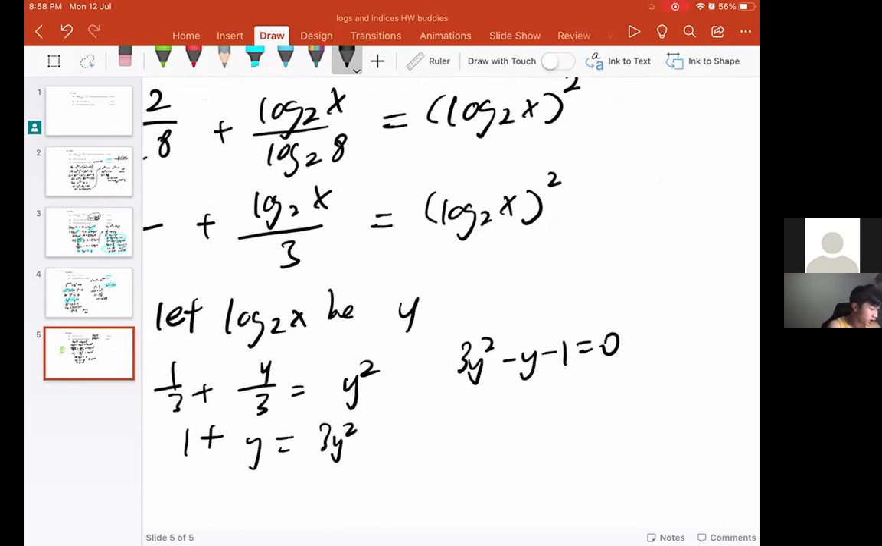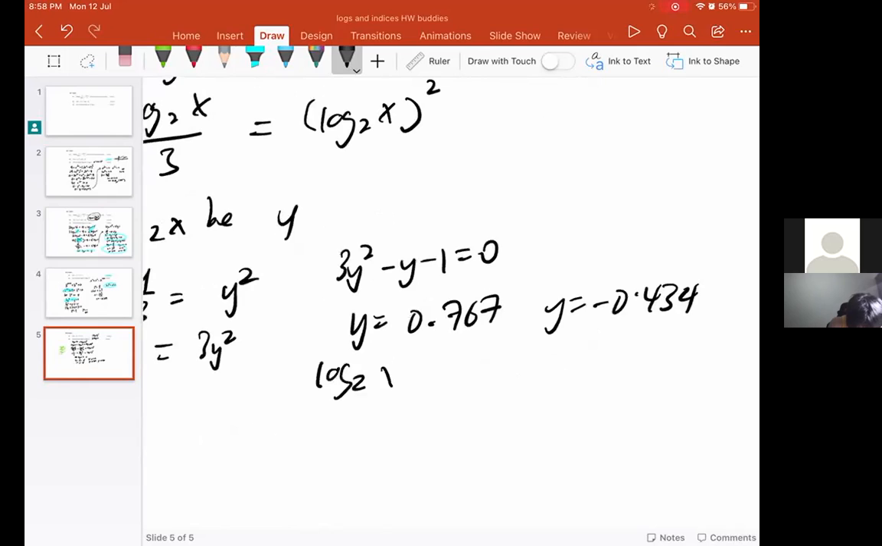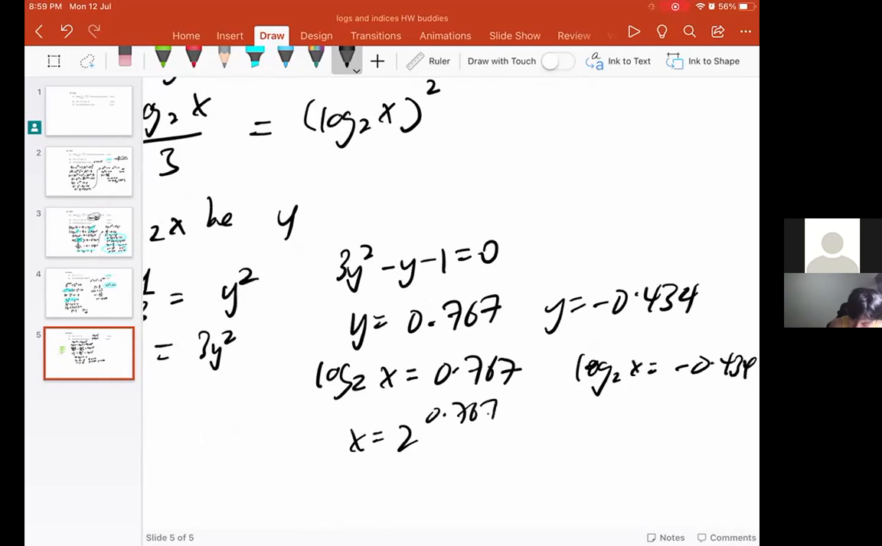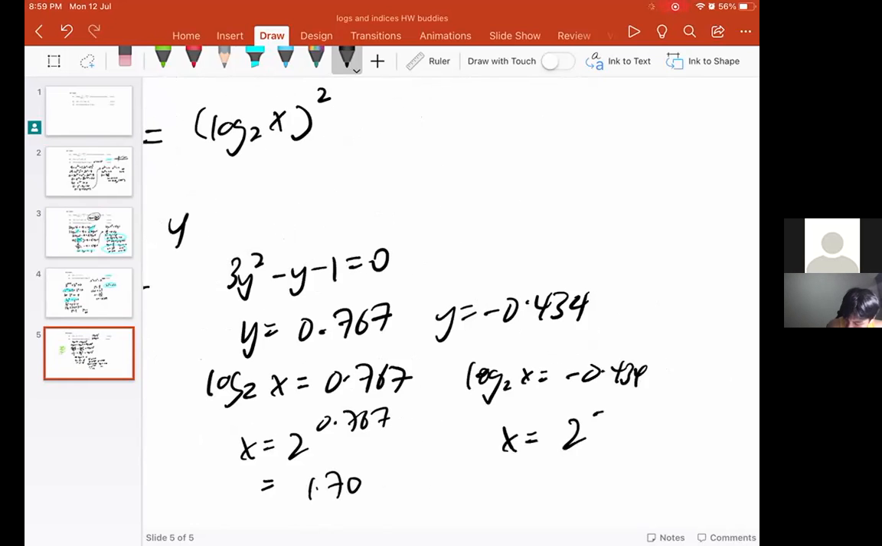We want to punch that into our calculator, because this equation is not easily factorizable, so we must do some gymnastics with it. If you punch it into your calculator, you'll get these values. y equals 0.767 or y equals minus 0.434. So log 2x equals 0.767, or log 2x equals minus 0.434. x equals 2 to the power of 0.767, which is about 1.70, and x equals 2 to the power of minus 0.434, which equals 0.74.